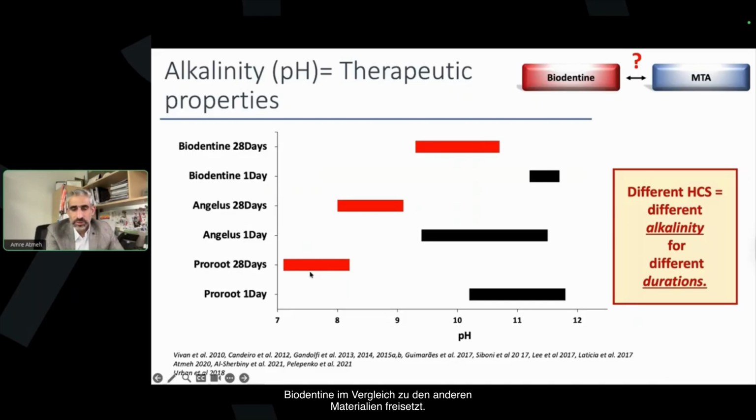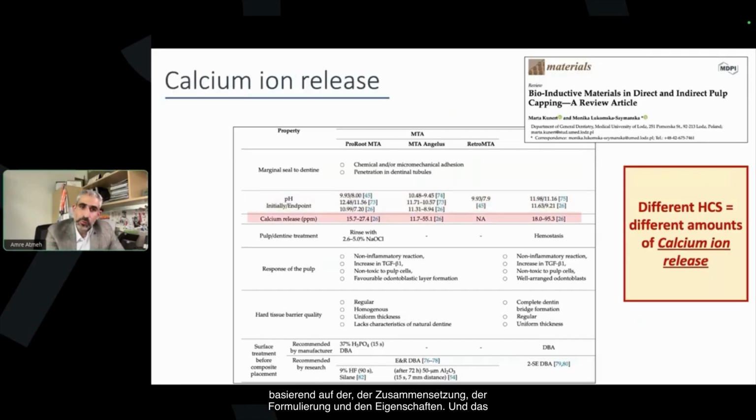Is that advantageous? Yes, because as we said, the high pH means that there is a constant release of calcium hydroxide, which mediates the biological and therapeutic properties of these materials. And the same for calcium release. You can see how much difference there is in the amount of calcium released by Biodentine compared to the other materials. Again, this all goes back to the difference in the formulation and composition.